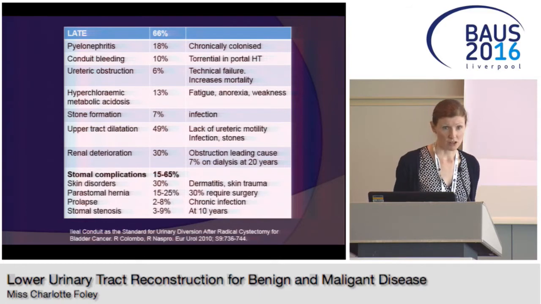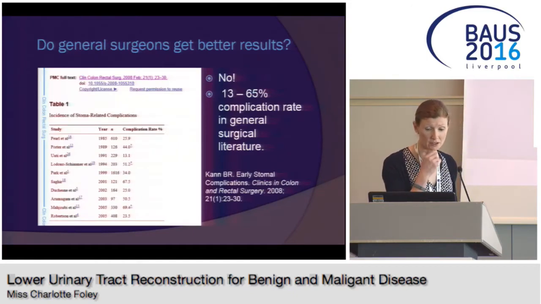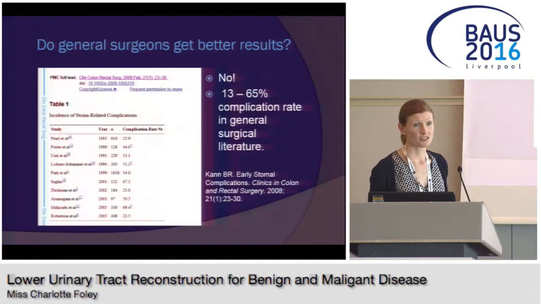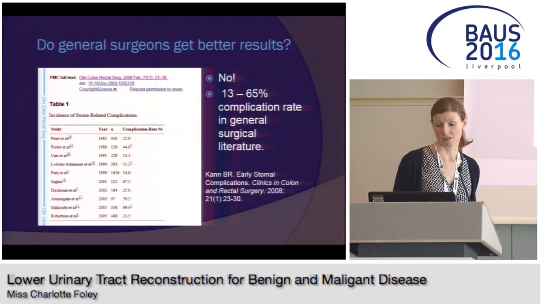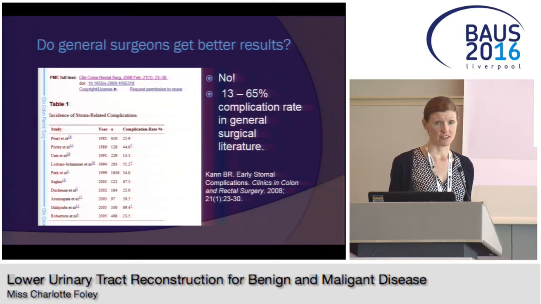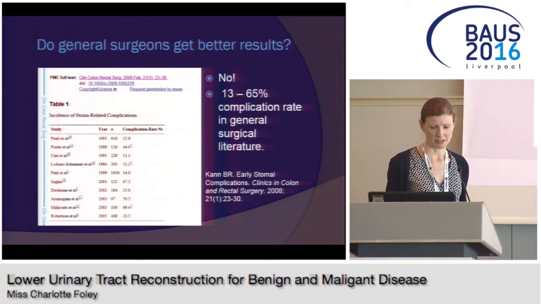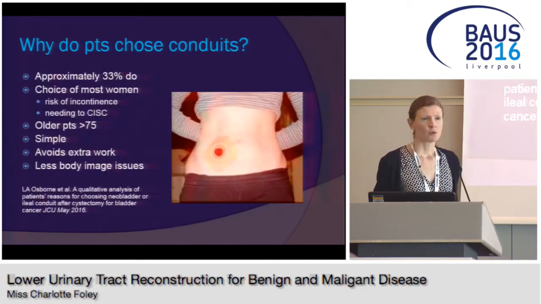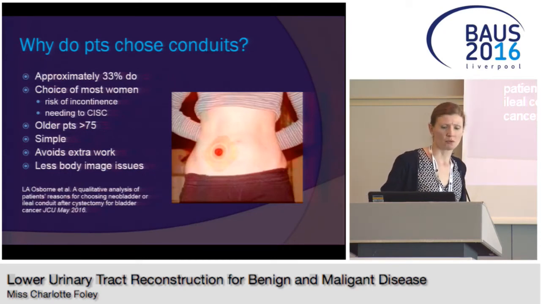So I looked at some general surgical data. Here's stomal complications, 15 to 65%, and then here's a paper about stomal complications in general surgical patients, 13 to 65%, exactly the same. So we're doing it right, it seems to be a feature of what we're trying to achieve surgically. So which patients choose conduits and why?